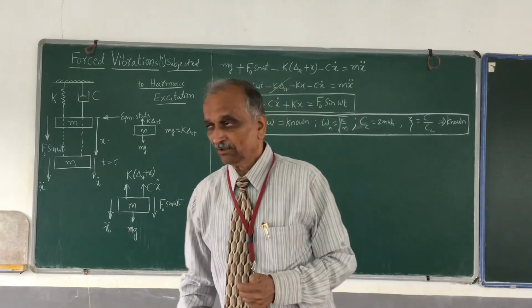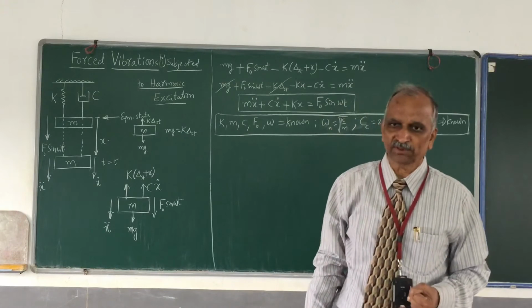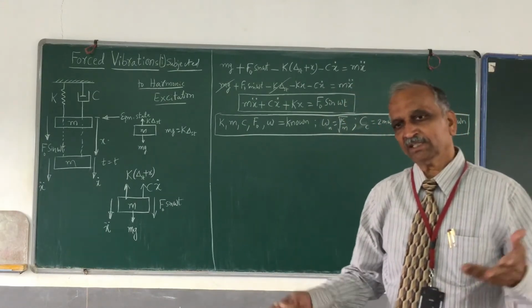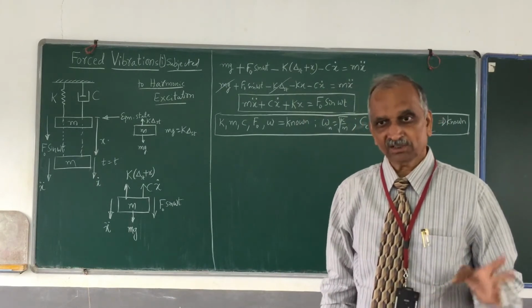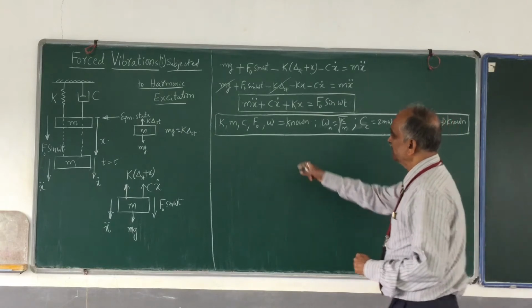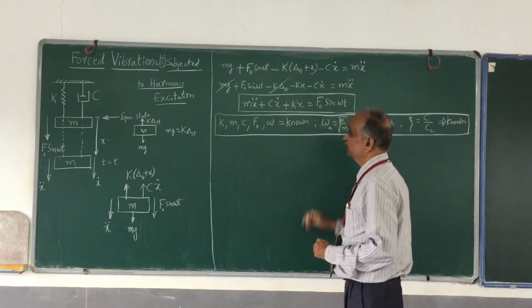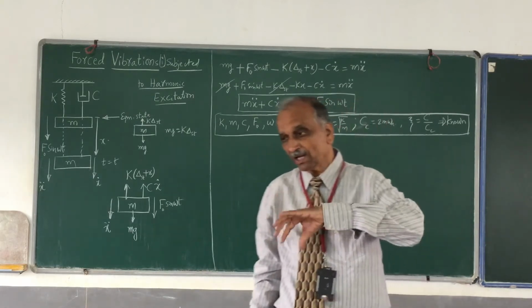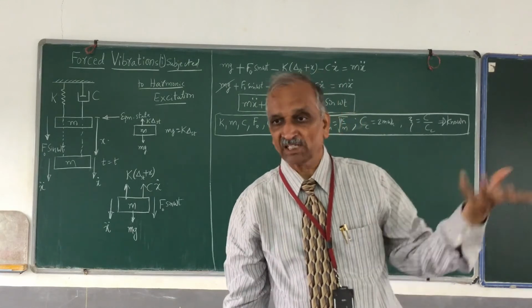So what is the order of the differential equation? This is a second order differential equation. Definitely this also shall have two constants. Please remember here: m x double dot plus c x dot plus k x equal to f naught sine of omega t. I shall take you back to your differential equations classes.